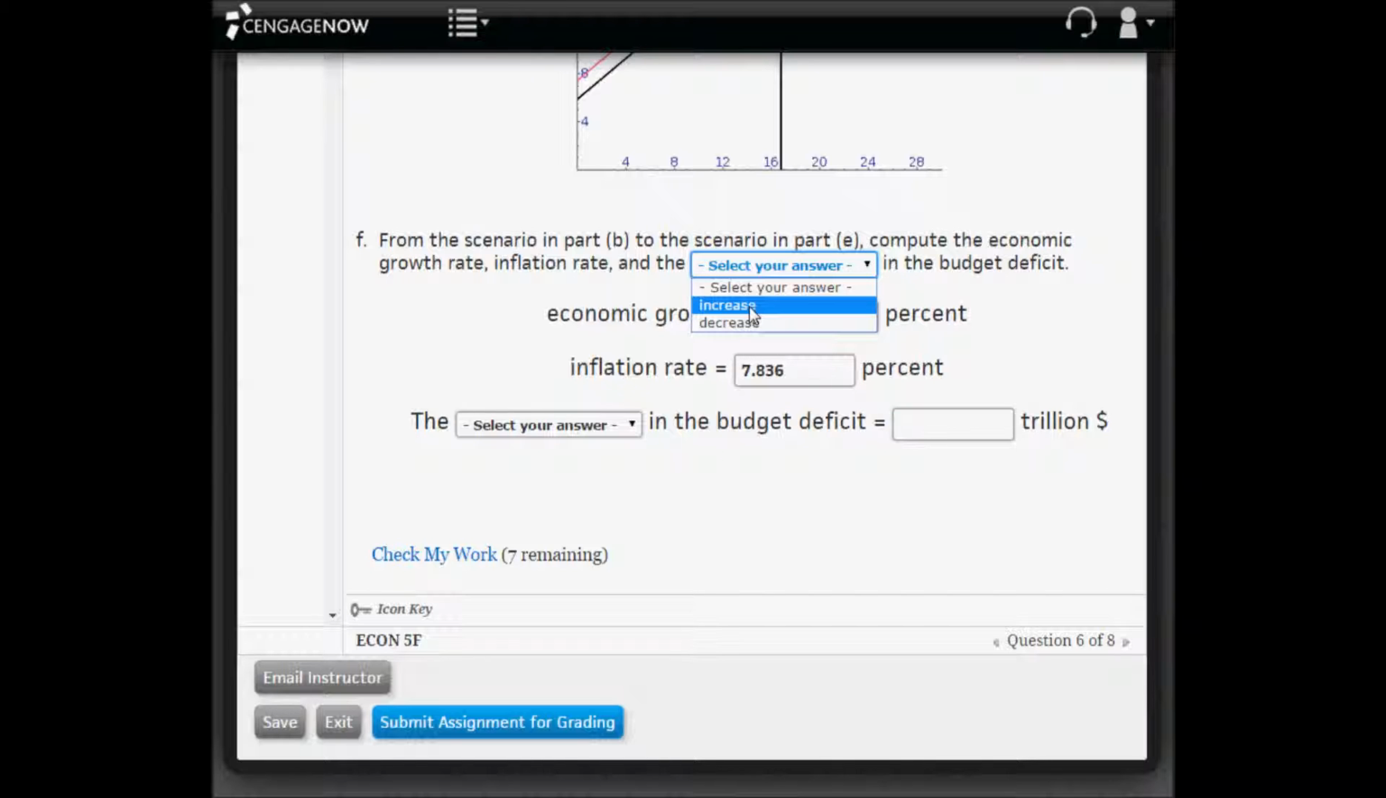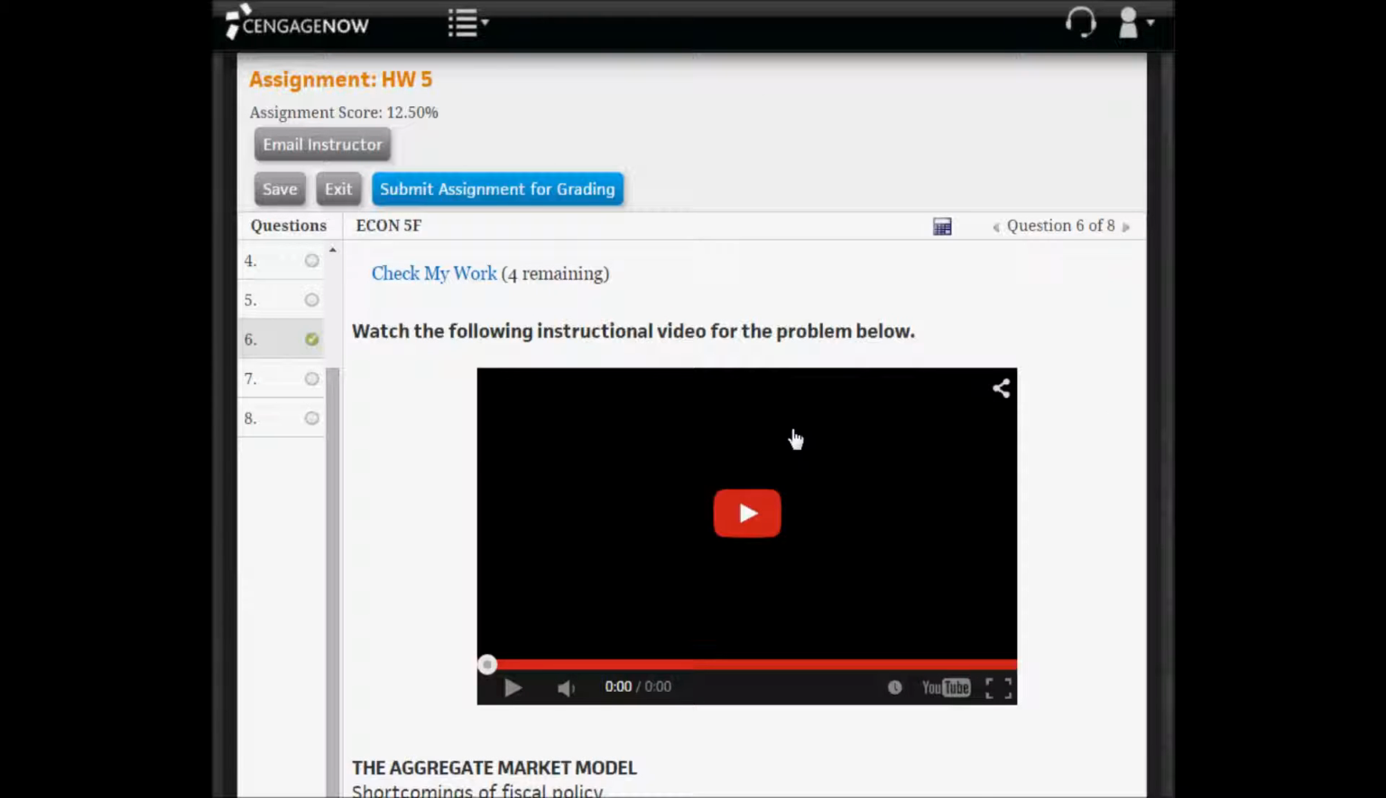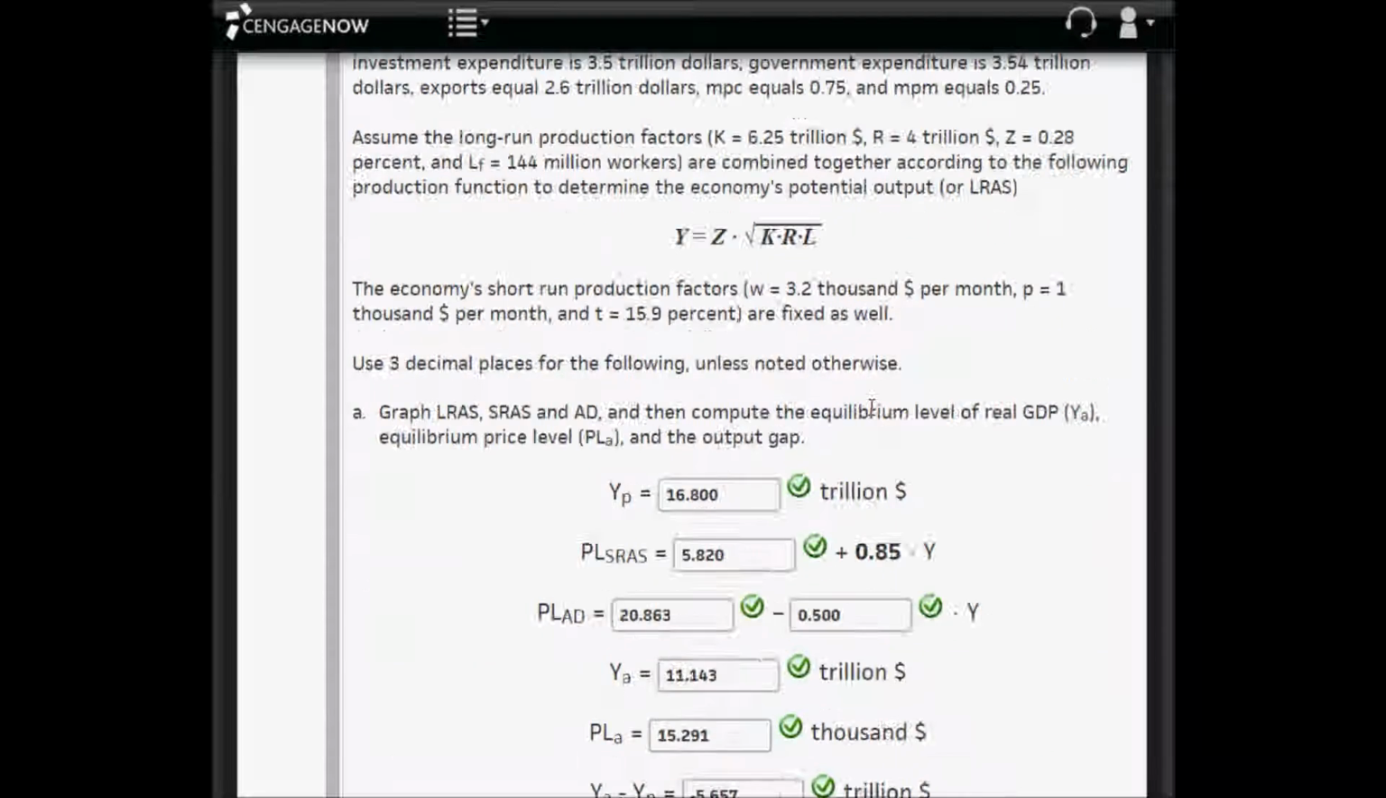So the unnecessary and poorly timed fiscal policy increases the budget deficit by $1.8 trillion. Why? The tax cut was $0.9 trillion. The increase in government expenditure was $0.9 trillion. I'm going to check my work and I should get everything correct. And we get everything correct.